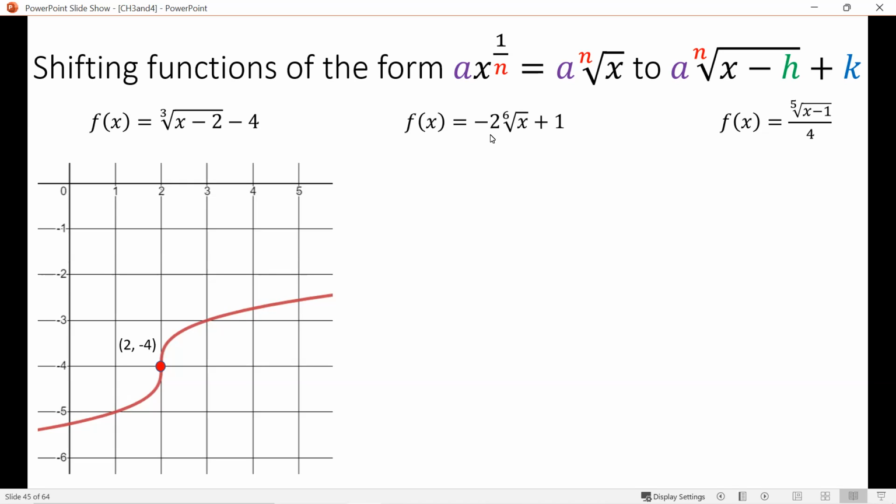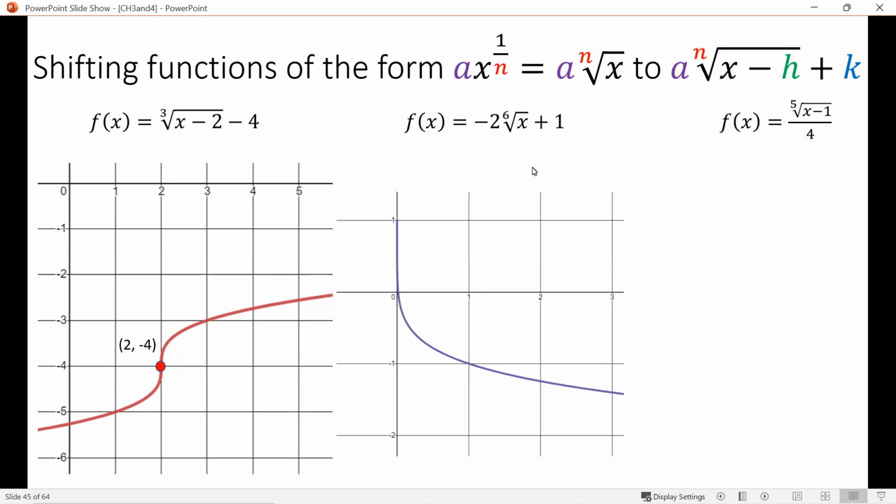For our second example, -2 times the 6th root of x, plus 1. Here we've got a 6th root. So since it's even, our domain is only positive numbers. We're going to be upside down though because of that negative sign, and we're going to open twice as fast. This plus 1 is going to shift us up by 1. So our kind of origin here, when x is 0, y is, sorry, +1. That's what shifted us up by 1.